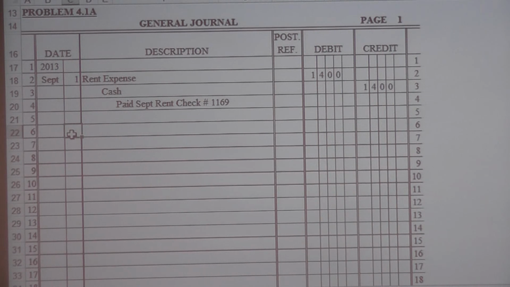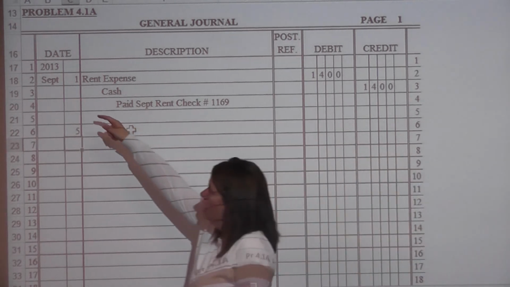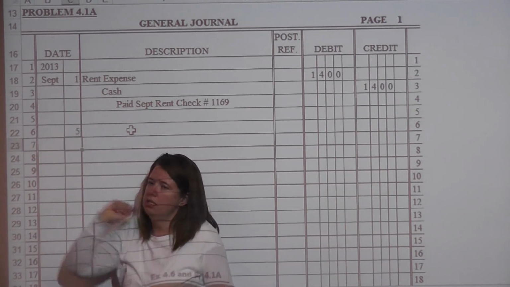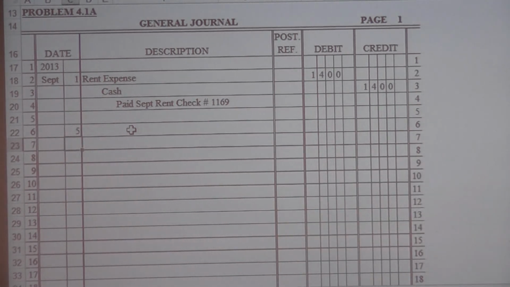Number 5, perform services for $2,500 in cash. 2 accounts are affected. Cash, fees income, somebody's got it. What's the date we're gonna use? So here, we already have September. We don't have to write September, September, September, September. We know that these are September transactions because that's what's at the top of our paper. So we can just write the date.